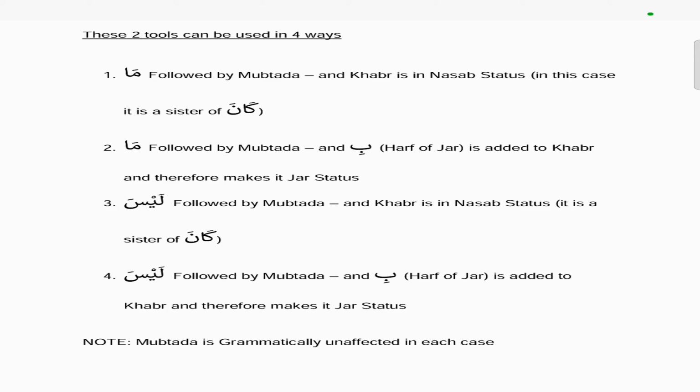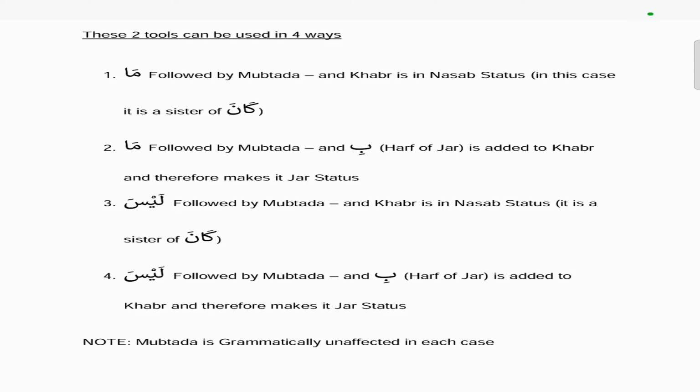So in this case, there are different types of ma, and this ma is actually a sister of kana. So it's actually an irregular, incomplete verb. It's a fi'l naqis. So the ma followed by the mubtada, and the khabar is in nasab status. So that's one way this ma can be used.